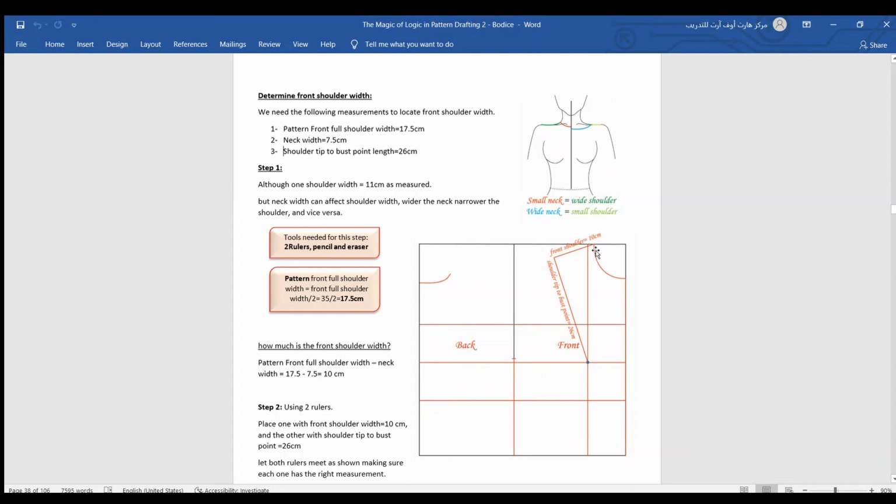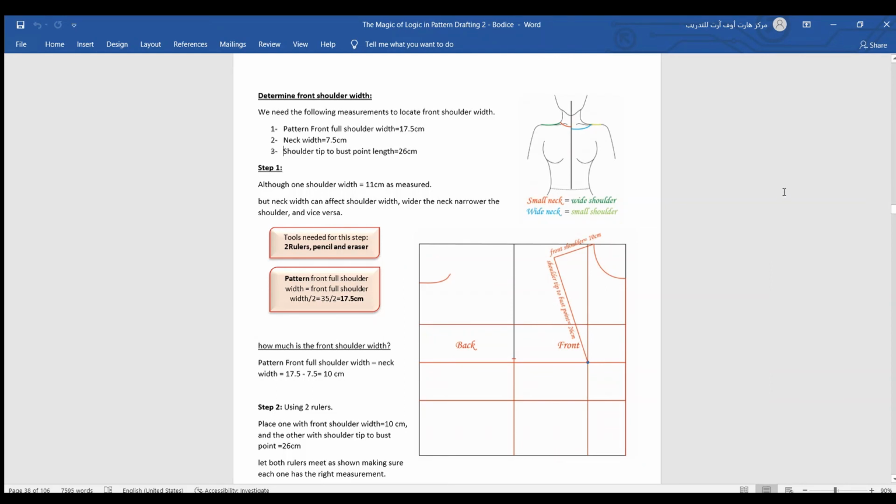So what I have to do here is to take two rulers, place one at the tip of the neck here, where the neckline starts, and place like 10 centimeter here. And then another ruler, I'll place another ruler here, and it should measure 26 centimeter. You have to pivot the rulers until you reach these two numbers together, this one 10 centimeter and this one 26 centimeter. By doing so, you have already created the shoulder line, how much is the drop of the front shoulder, and also you will mark this line.